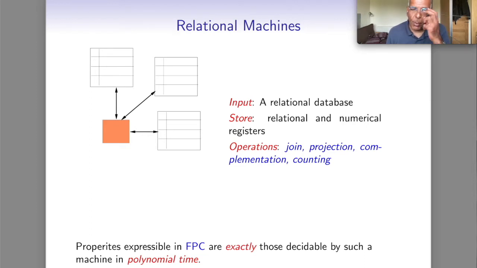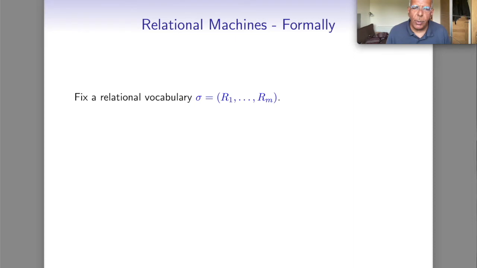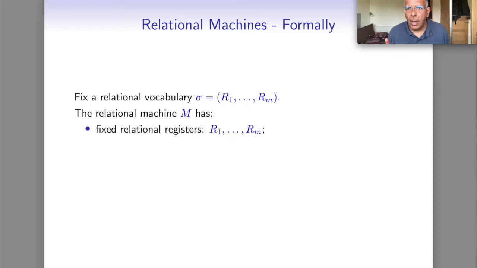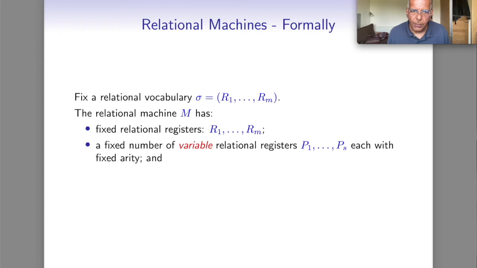Now I'll give you a somewhat more formal definition of this machine. You fix a relational vocabulary, R1 through Rm. So the input to our machine is going to be a sigma structure. The relational machine has fixed relational registers R1 through Rm, on which the input will be given. So they're initialized to some sigma structure. There is a fixed number of variable relational registers, P1 through Ps. Each of these can hold a relation of fixed arity. Note in particular that the number of such registers and their arity is fixed beforehand by the machine and is independent of the input.